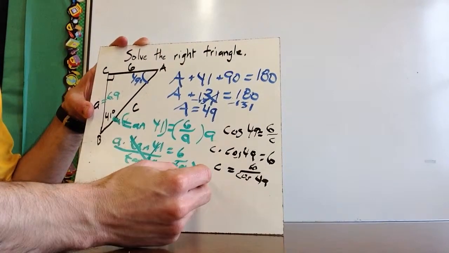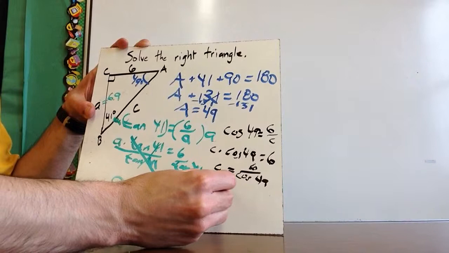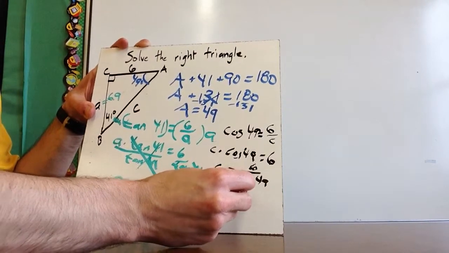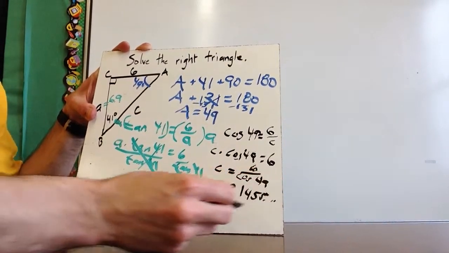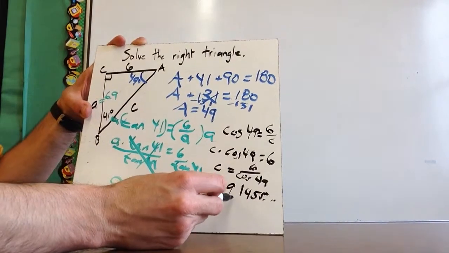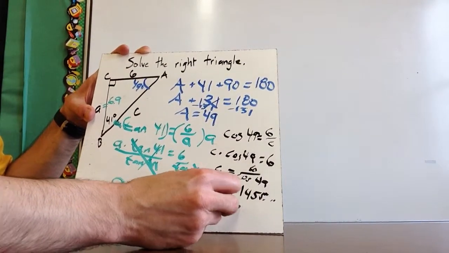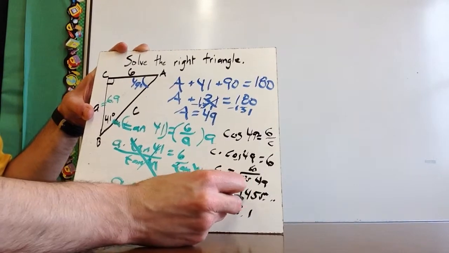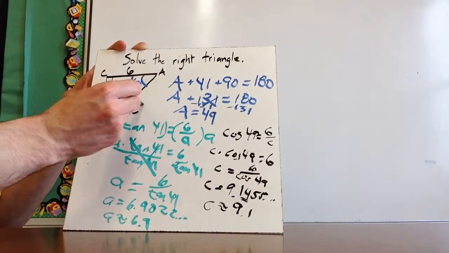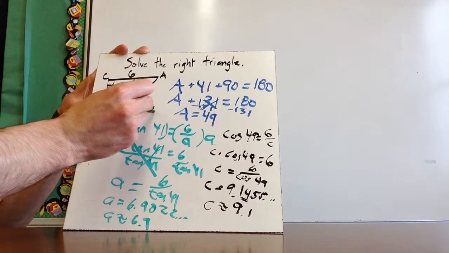9.1455 dot dot dot. And so now what I'm going to end up having is the C is approximately 9.1, right? Because this 4 tells me to leave it the same, and so I know this is approximately 9.1.